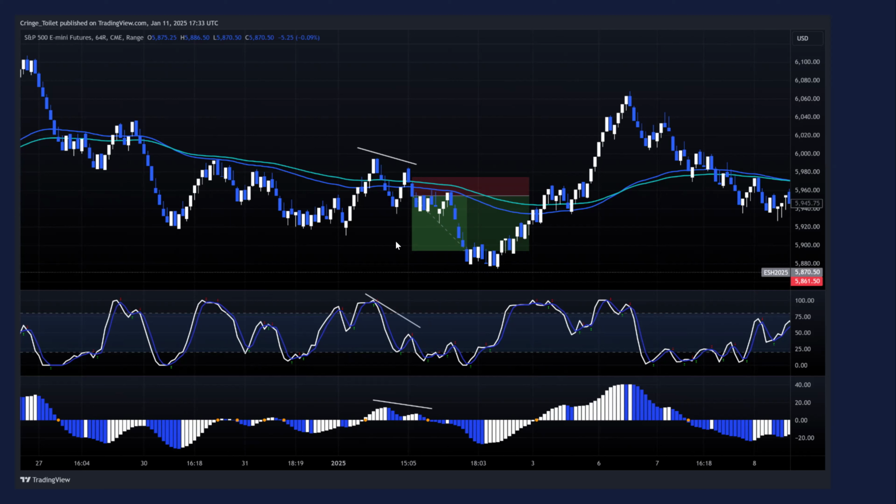a stop and targeting 3 times the risk. So this is an example of how you could just enter and treat it like a normal trade and be successful trading a shadow div. So that's it for this presentation.